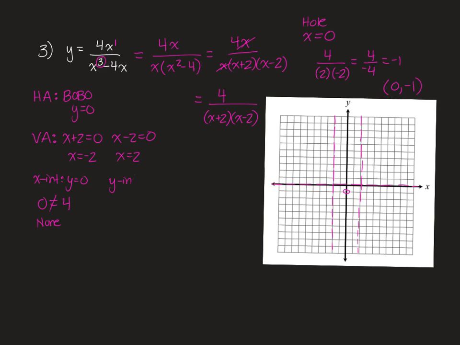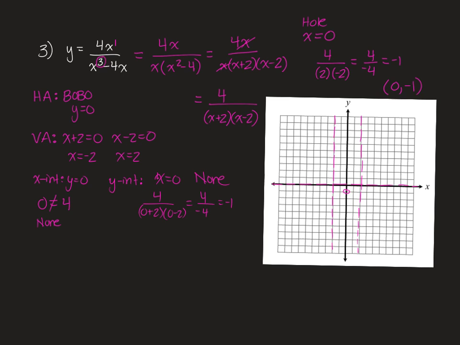Now the y-intercept is where our hole exists. When x is equal to 0, we plug that into the simplified form here, and that's where we get our hole. So our hole is at our y-intercept. However, since that hole technically doesn't exist, we don't have a y-intercept. It is not defined on that graph. It is a hole.